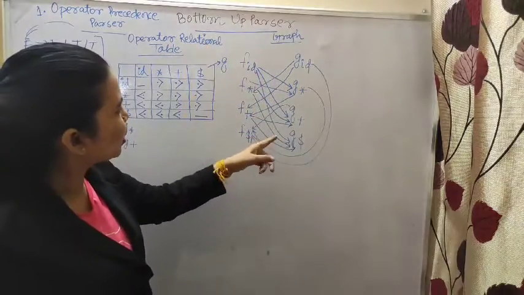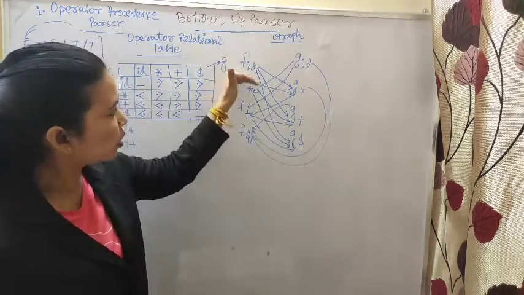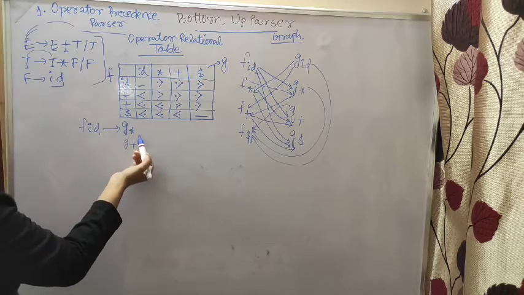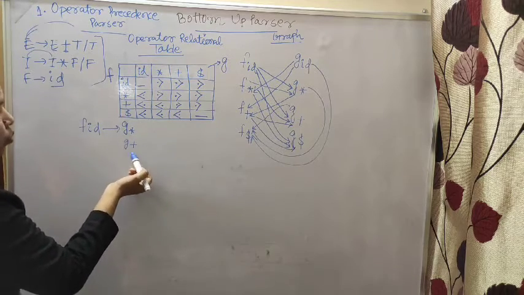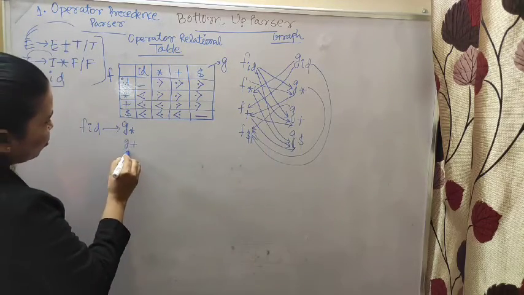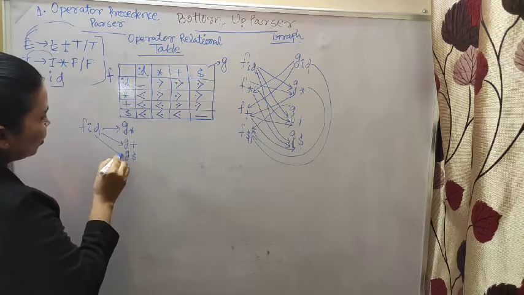Can you tell me whether any of them merge? Nothing is merging here, so every path is different. That is why FID is going to G star, FID can go to G plus also, and FID can go to G dollar also. FID now has 3 paths.